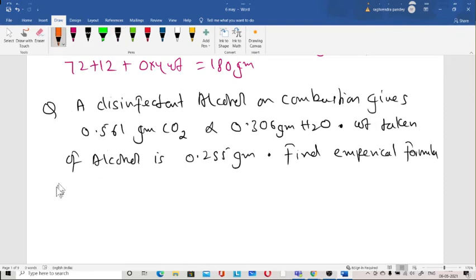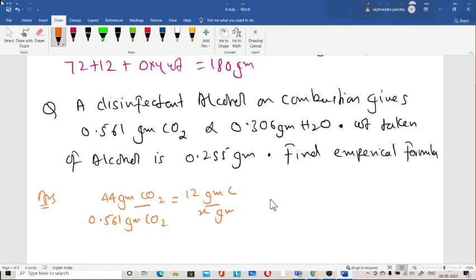Let's solve it. First you have to see 0.561 gram of CO2. I've told you 44 gram of CO2 is equal to 12 gram of carbon. 0.561 gram of CO2 is equal to x gram carbon. So what will be the x? That will come as 0.153 gram of carbon.